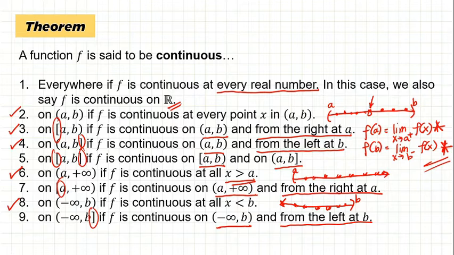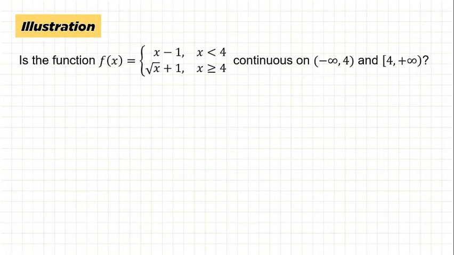Okay? So para mas ma-understand natin ito, let's consider the following illustration. First, we have, is the function f of x equal to, so this is a piecewise function. So the sub-functions are x minus 1 when x is less than 4 and square root of x plus 1 when x is greater than or equal to 4, continuous on the interval negative infinity to 4 and 4 to positive infinity. 4 is included.